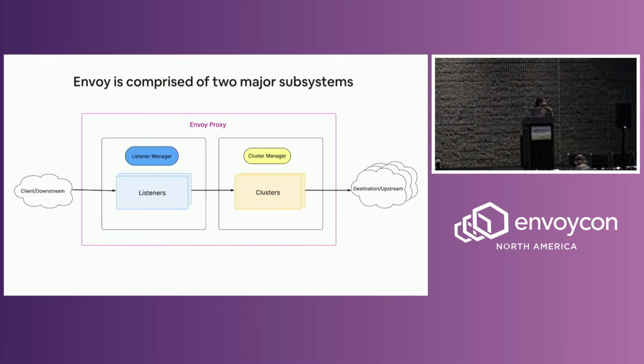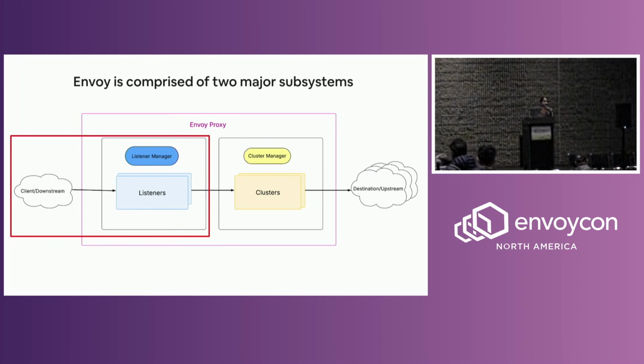Here is a very simplistic representation of Envoy. On the left, we have the client or the downstream, which is the one sending connections through the Envoy proxy. On the right, we have the upstream or the destination. And in the middle, we have our Envoy proxy. Since Envoy is dealing with these two personas, it naturally follows that within Envoy, we have two major subsystems at a high level. The first one is the listener.